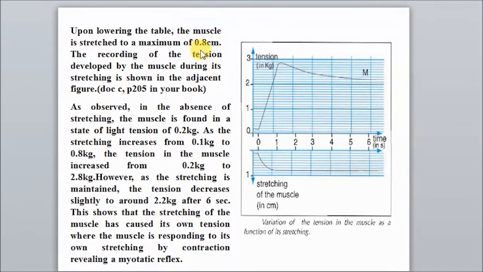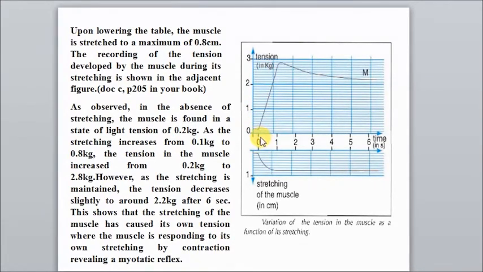Upon lowering the table, the muscle is stretched to a maximum of 0.8 centimeter. This is clear here, where we have stretching of the muscle, and as you would observe, he stretched it to 0.8 and it was maintained for 6 seconds. Now, he recorded the tension which is going to develop in the muscle due to the stretching. Now, the tension is going to signify the contraction of the muscle.